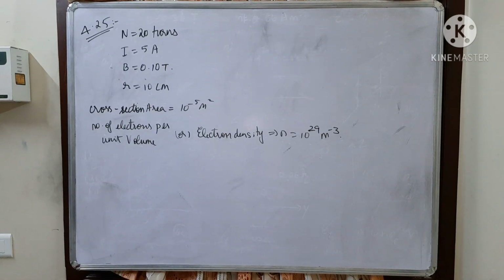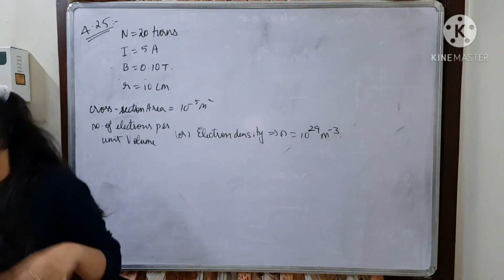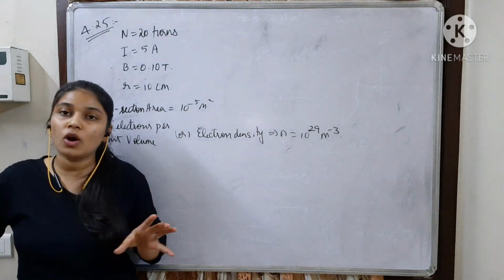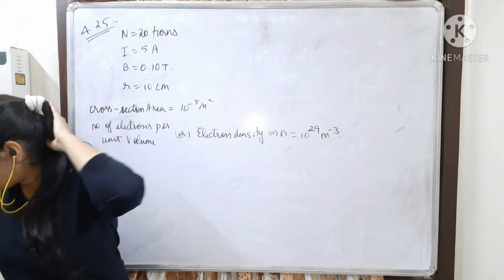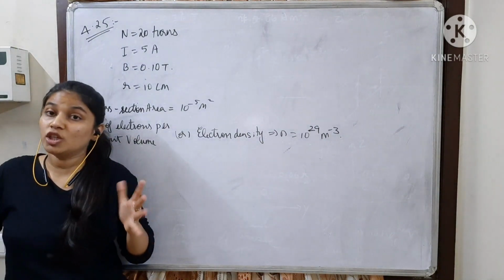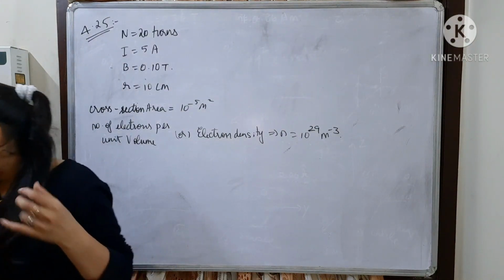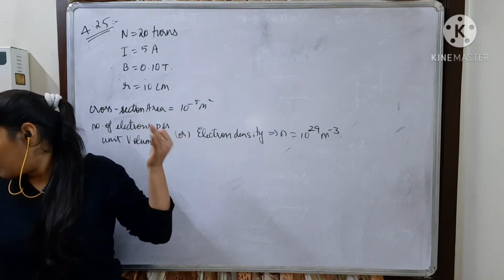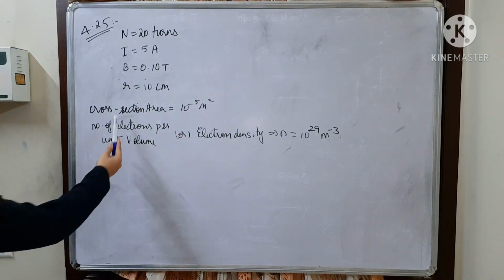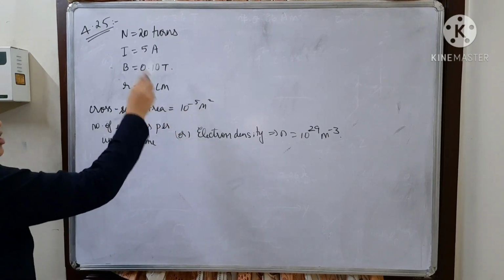The next question, 4.25, is that a circular coil of 20 turns and radius 10 centimeter is placed in a uniform magnetic field of 0.10 Tesla normal to the plane of the coil. So it is placed normal to the plane of the coil, and if the current in the coil is 5 ampere, what is the torque, the force on the coil, and the average force on each electron? And it is given that the cross-sectional area of the wire used is 10 power minus 5. This radius is the radius of the coil.